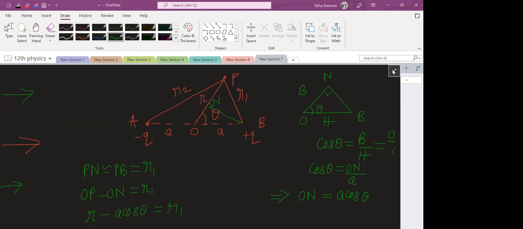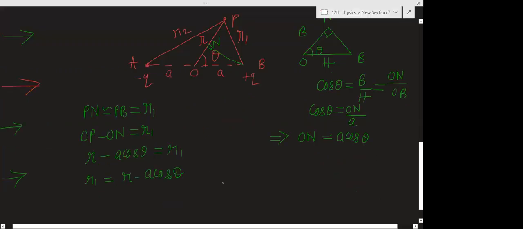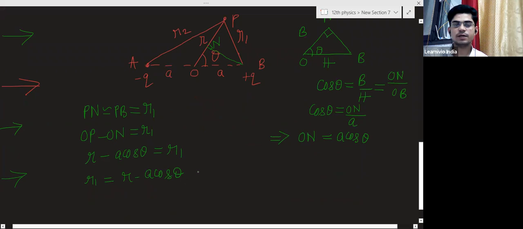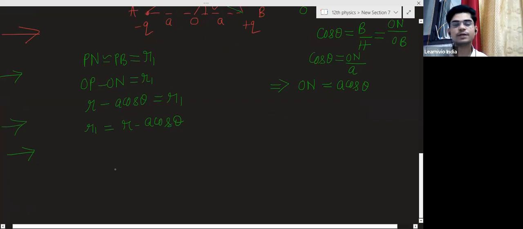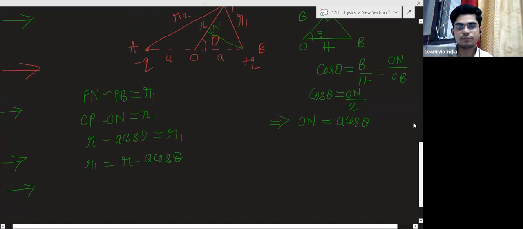Okay, fine. So have you understood till here? What is the value of R1? R1 is equal to R minus A cos theta. Very good. So in this way we will do the derivation. Actually we are studying physics, so we have to do some mathematics also. In the same way we will calculate the value of R2.